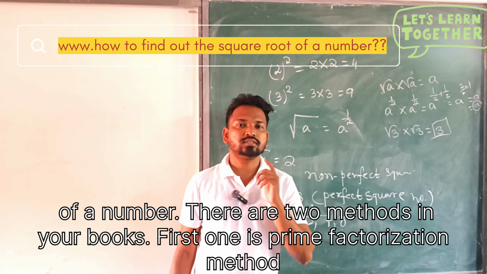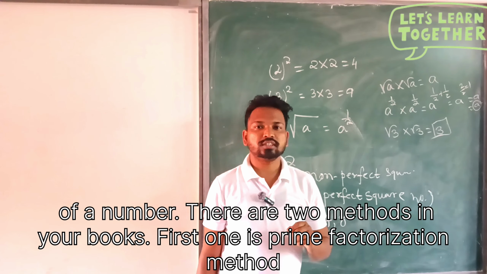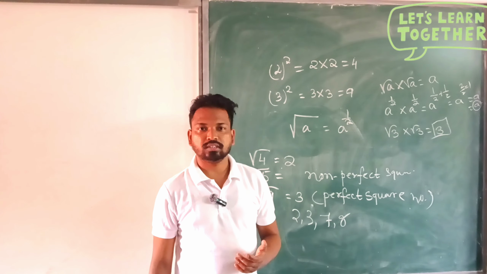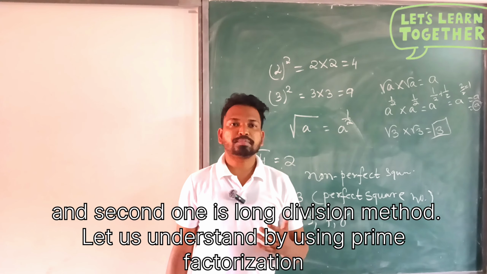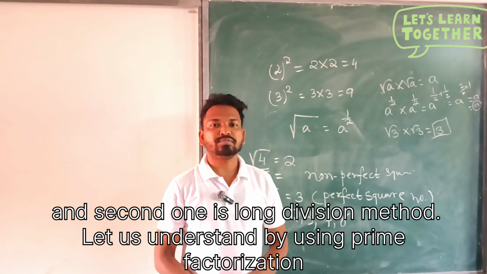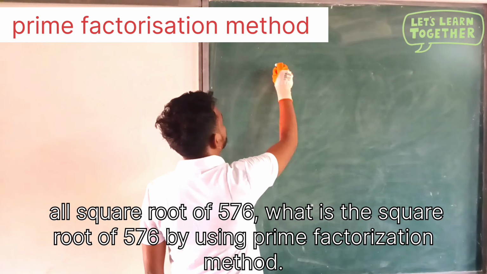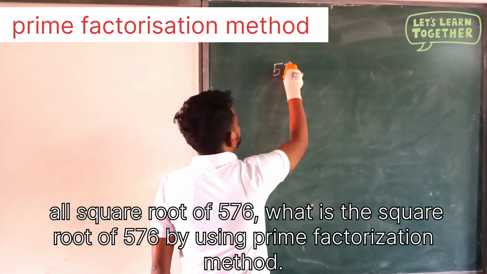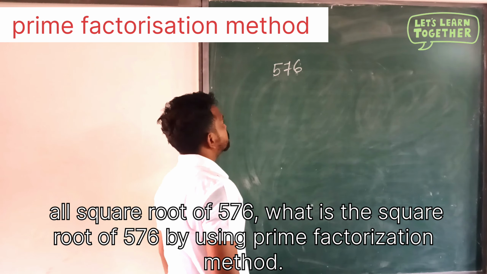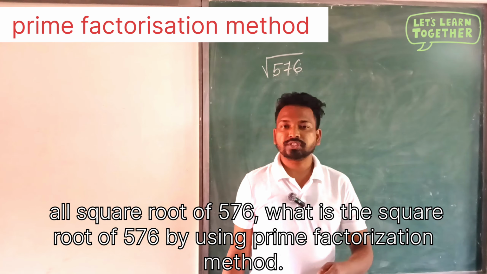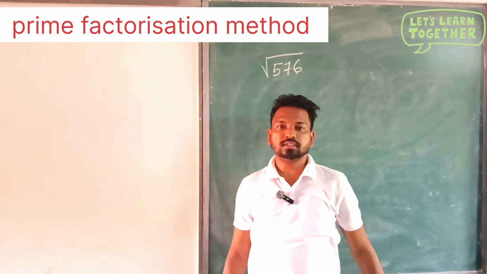Now we will understand how to find the square root of a number. There are two methods in your books. The first one is the prime factorization method and the second one is the long division method. Let's understand how to find the square root of a number using the prime factorization method. You are finding the square root of 576. What is the square root of 576, by using the prime factorization method?